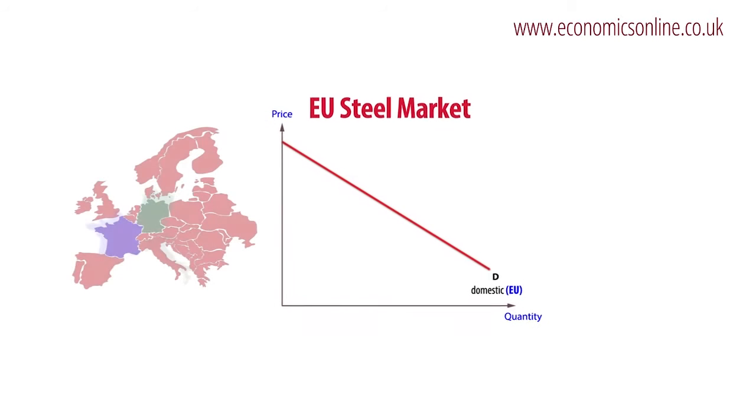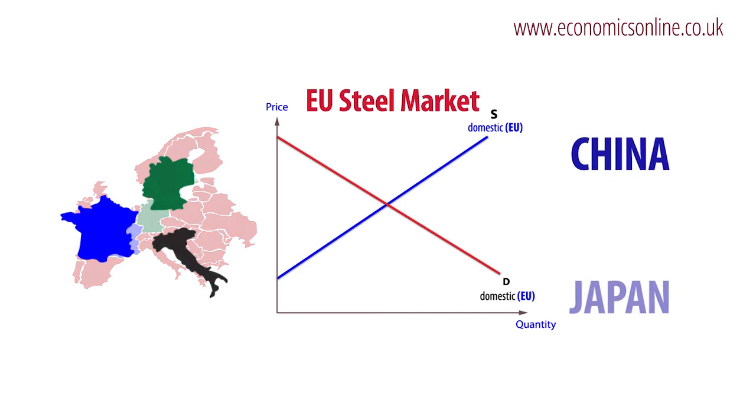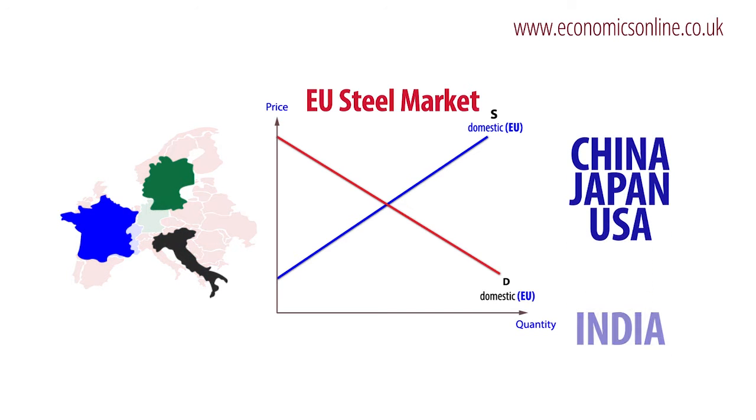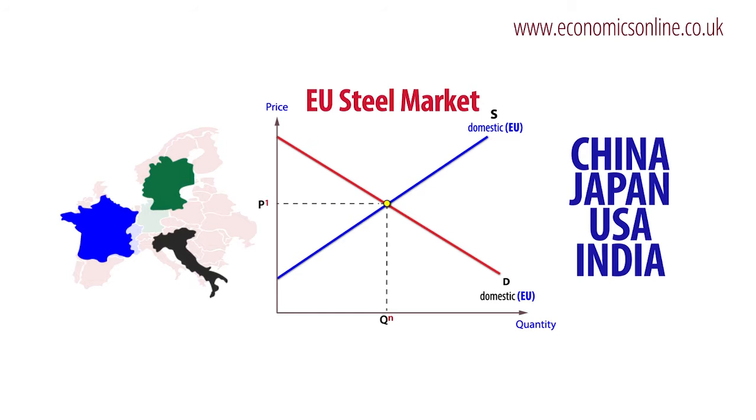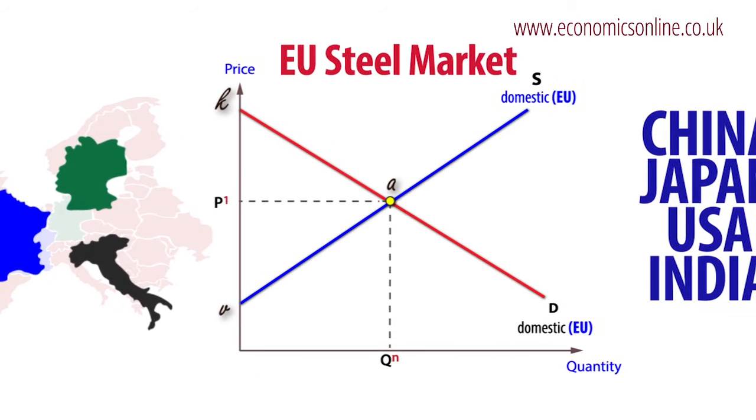While Germany, France and Italy are the EU's main producers, the world's largest and most efficient producers, China, Japan, USA and India, are outside the EU. This makes the EU steel producers susceptible to low-cost competition from outside. Without imports, the market equilibrium price in the EU is P1. Economic welfare is the area KAV, which is composed of consumer and producer surplus.